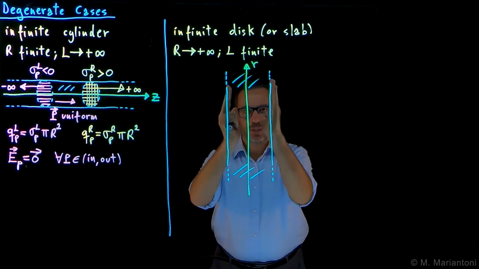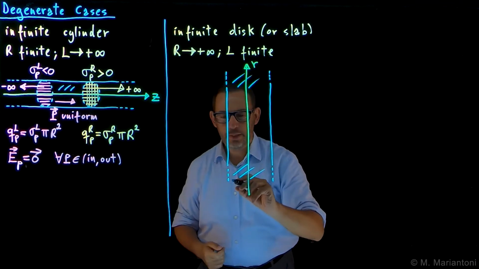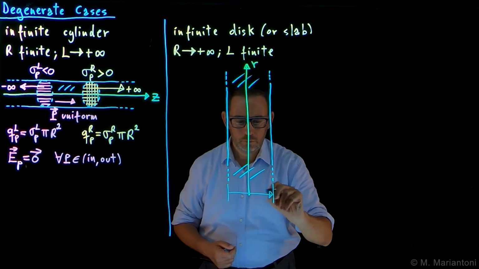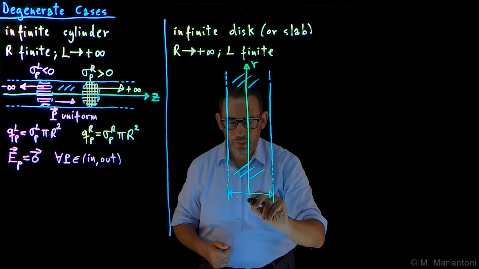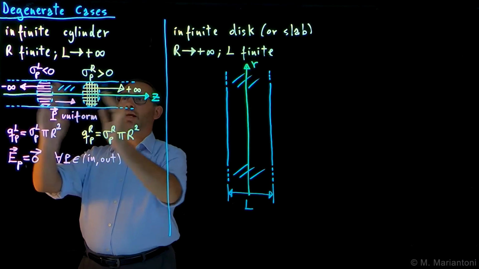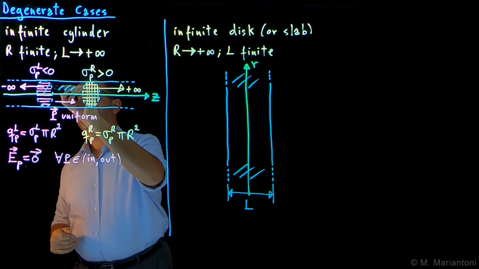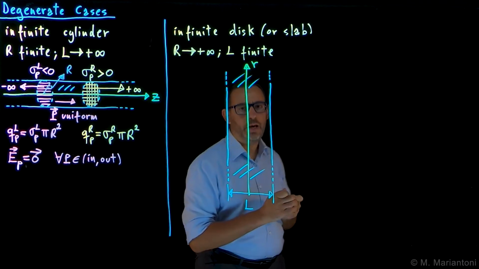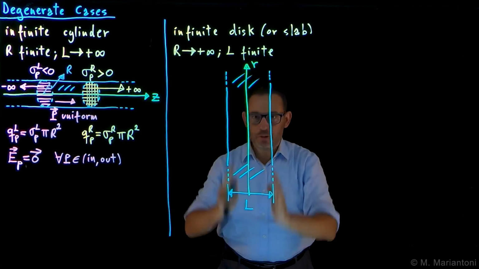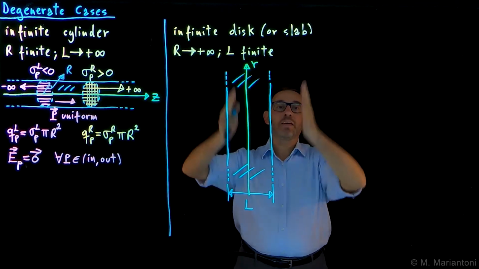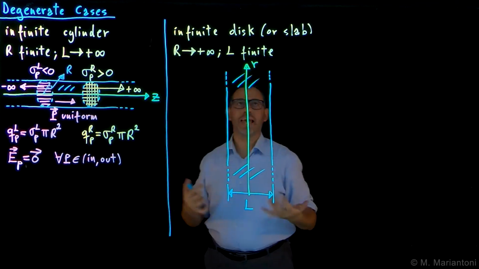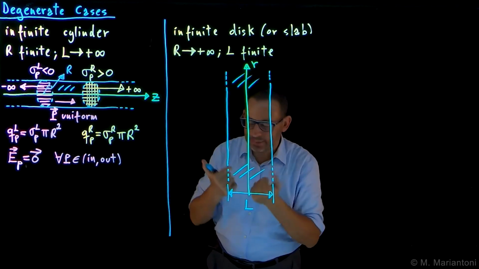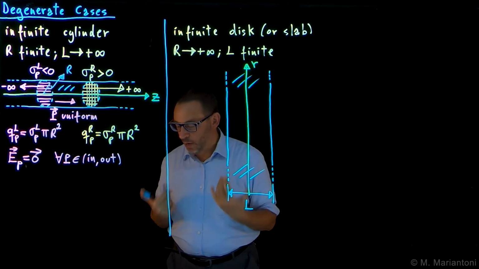Okay, so we have the material within these two infinite planes, so this distance here is capital L. So L is finite, and this distance, which was capital R, goes to infinity. So I have this infinite slab, called a slab of dielectric material, or disk if you want. Geometrically, in the end, it's the same concept, the same entity, the same object.